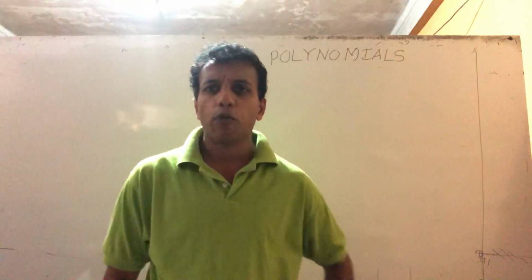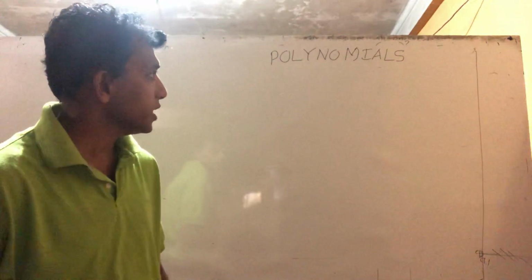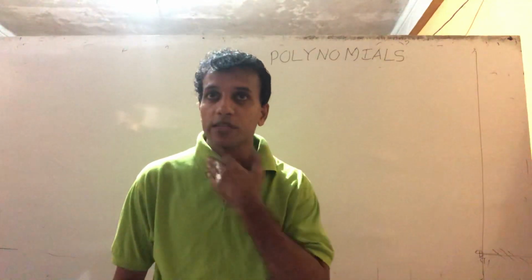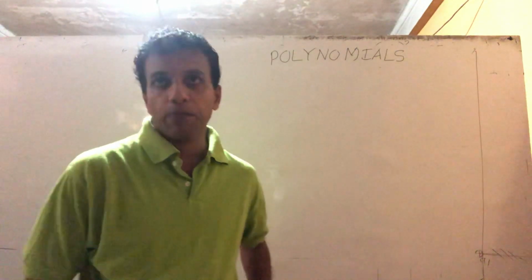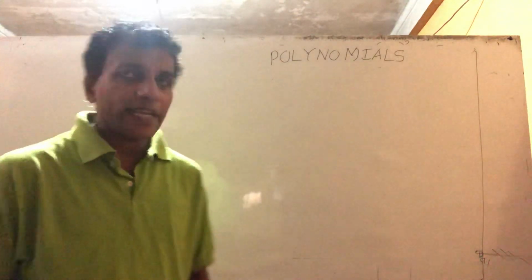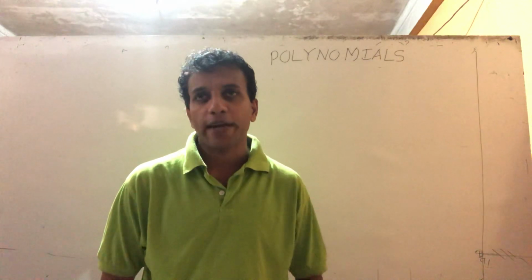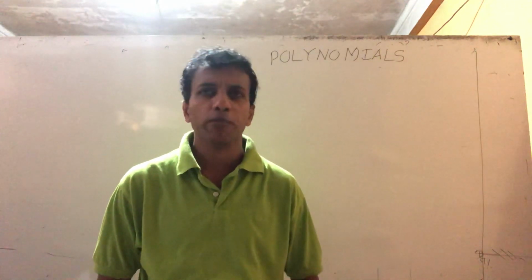So we'll see what we mean by a polynomial. In English, poly, polyester, polythene, even in chemistry, polymers. Poly means many. So many terms come in an expression. Many terms provided in an expression is called the polynomial form.